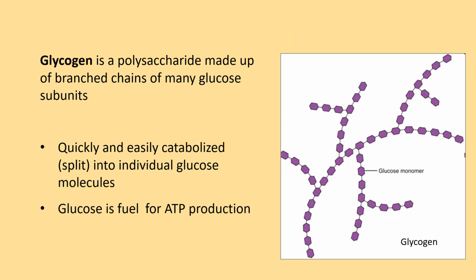Here we're looking at an image of glycogen. Glycogen is a polysaccharide, so that's a carbohydrate made out of many subunits, where the subunits, the monomer building blocks, are glucose molecules. And glycogen is quickly and easily cut up or catabolized into individual glucose molecules. This does happen inside your skeletal muscle cells, and those individual glucose molecules are used as fuel for ATP production.